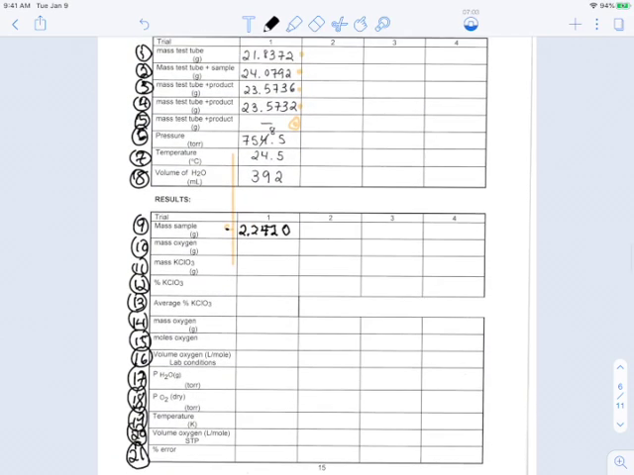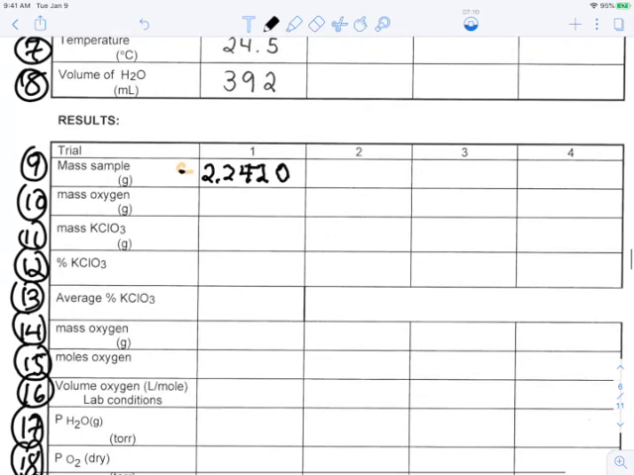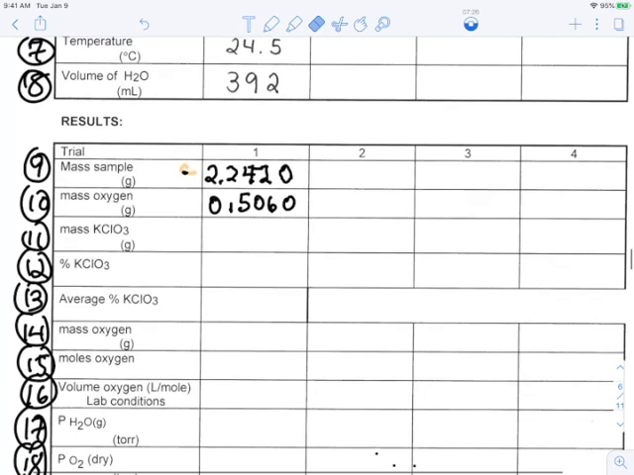And I'm going to come back here, and we're going to write down this 0.5060 grams. Since the units are already indicated here on the left side, I don't need to repeat them in my data here, okay? So that's my mass of oxygen.